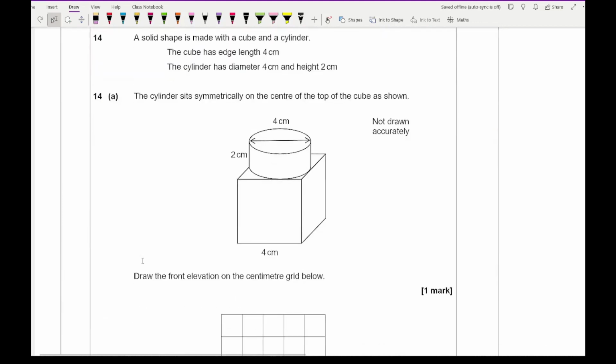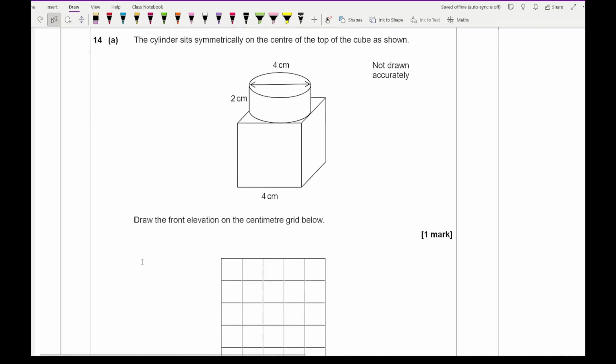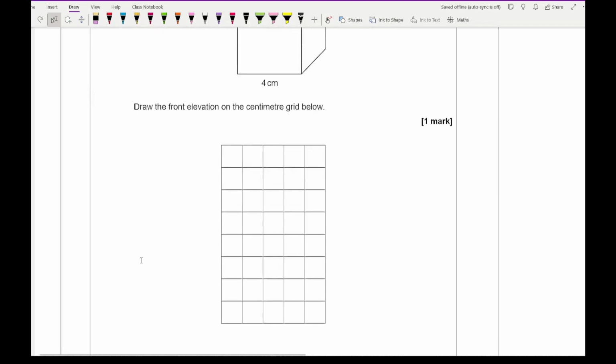Then moving on to question 14, it says that a solid shape is made with a cube and a cylinder. The cube has an edge length of 4 centimeters. The cylinder has a diameter of 4 and a height of 2. The cylinder sits symmetrically on the center at the top of the cube as shown, and it says draw the front elevation on the centimeter grid below.